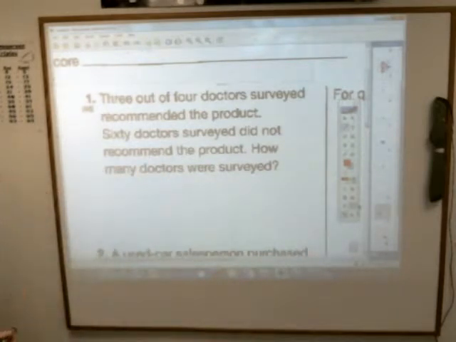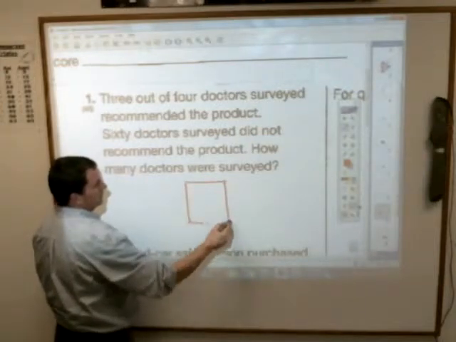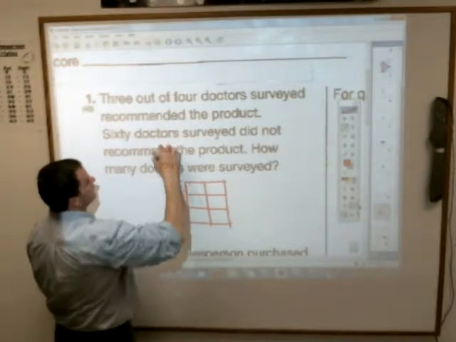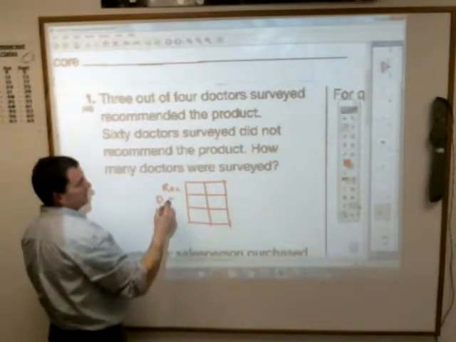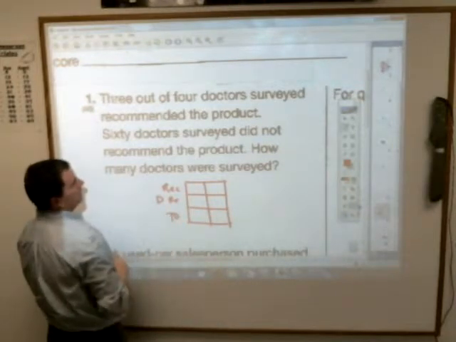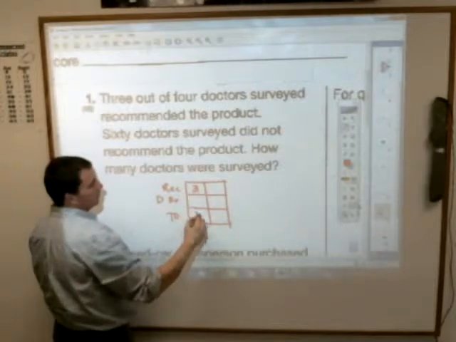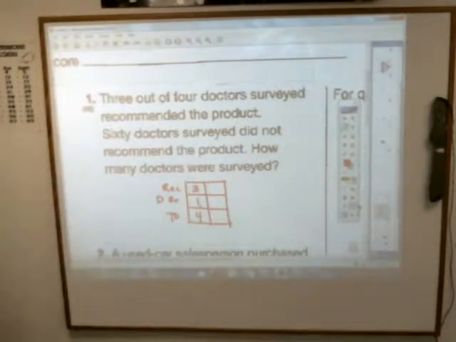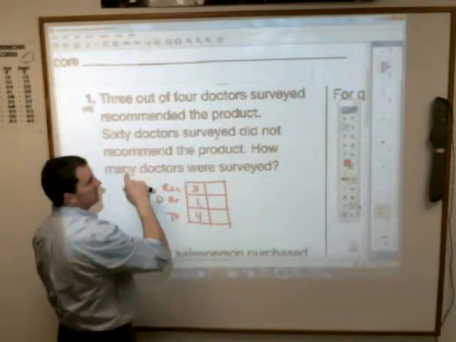Again, these are all ratio proportion things. What are we comparing here? We got doctors that recommended, so then you have the ones that did not recommend, and you've got total. If 3 out of 4 doctors recommended it, that means 1 doctor wouldn't have recommended it, correct? Oh, that's right. 60 doctors surveyed did not recommend the product.